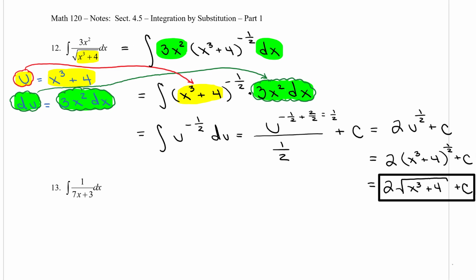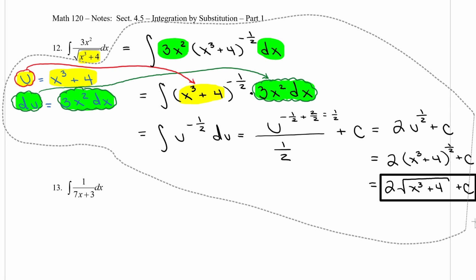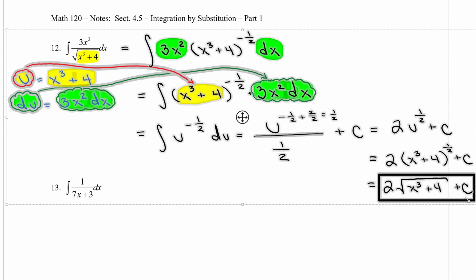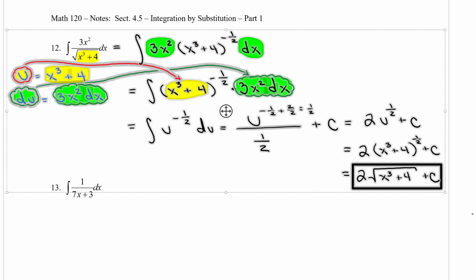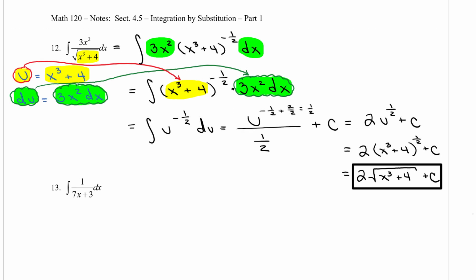I'm going to go ahead and make all of this work just slightly smaller. So I'm going to lasso in all the work that I just did here for problem number 12, and I'm just going to shrink it a little bit so that I have a little bit more space here for number 13, so that the work isn't colliding with the work from number 12.